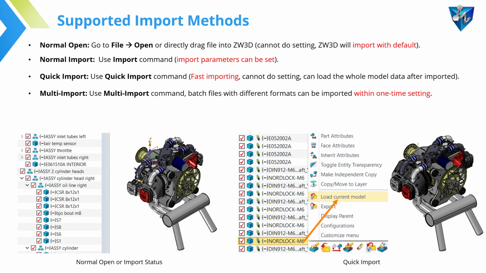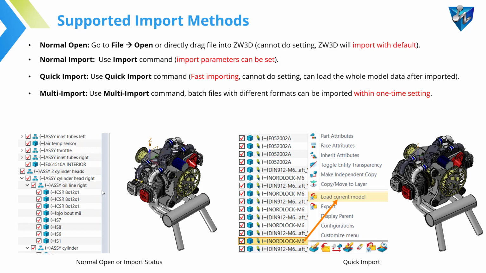Third, quick import. When the data is very big and you want to take a quick check, the quick import function may be the best choice. With this way, you cannot make settings, but you can load the whole data after import. Fourth, multi-import. If you have many format types and many files to be imported, then the multi-import function should be the best choice, with which you could import batch files within one-time setting, as shown in the left picture below.